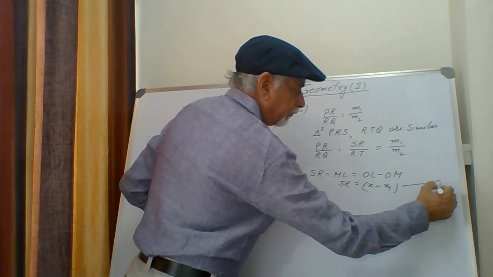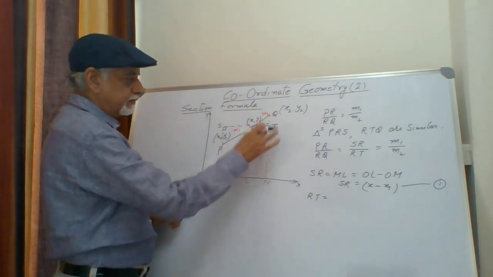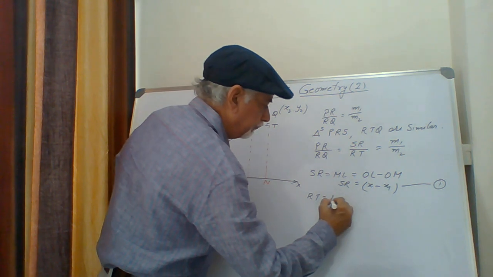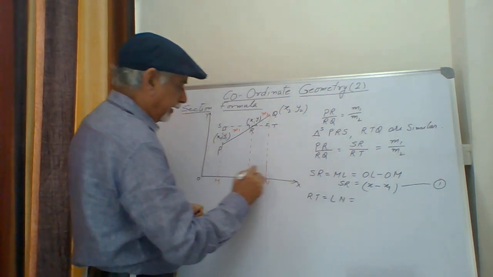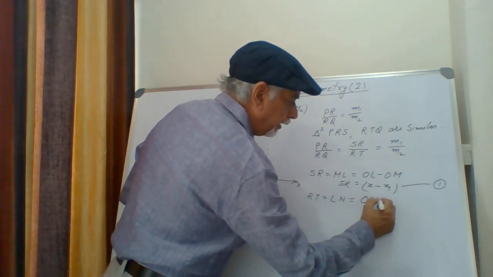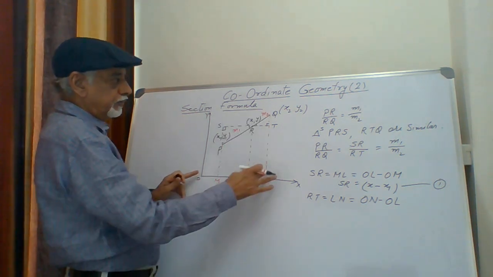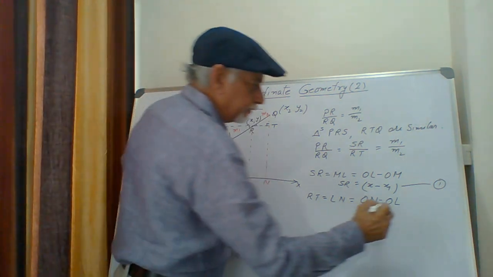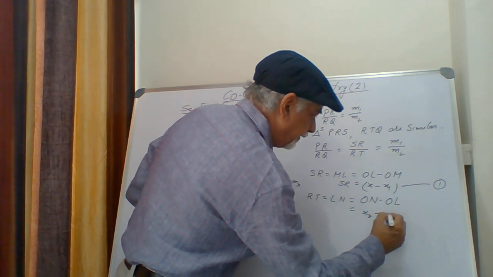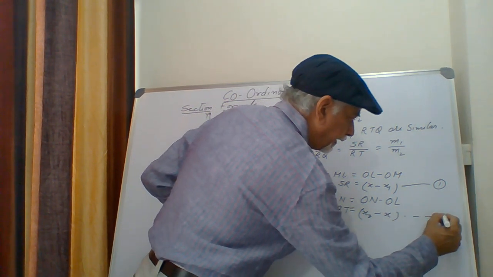Call it result number 1. Similarly for RT, what will we write? RT is equal to LN, as this is a rectangle. And what is LN? LN is the difference of ON and OL, right? ON is equal to x2 and OL is equal to x. So we write this as x2 minus x, which is equal to RT. Call this result Q.